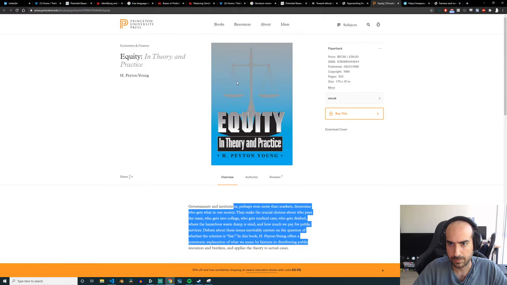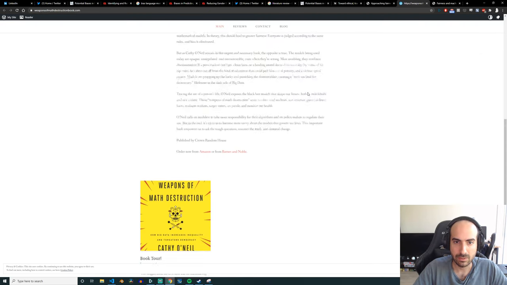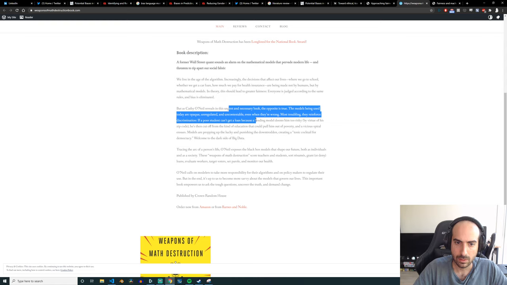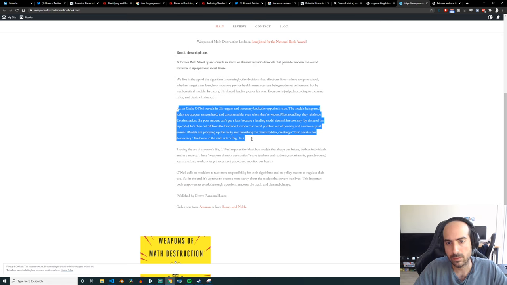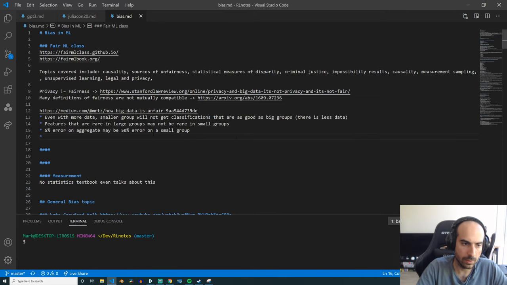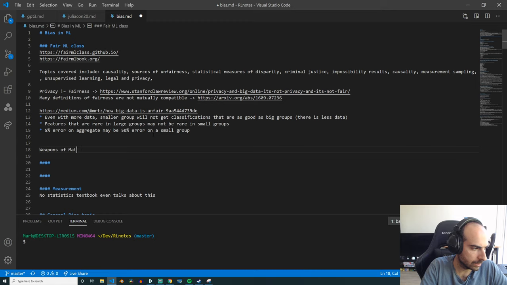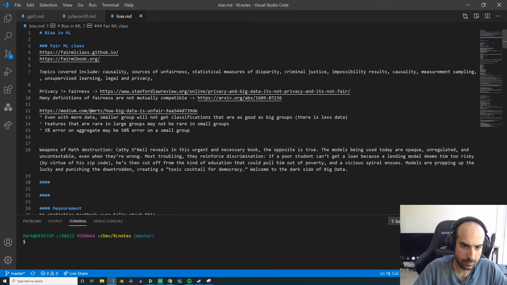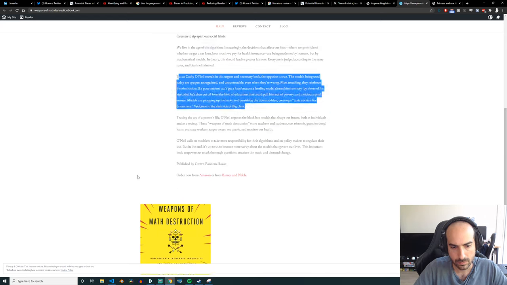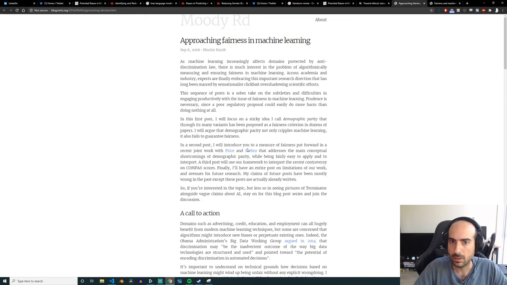How much is this book? $70? Yeah, no. Weapons of Mass Destruction. So the models today are opaque. They reinforce discrimination. So this is Weapons of Mass Destruction. Okay.